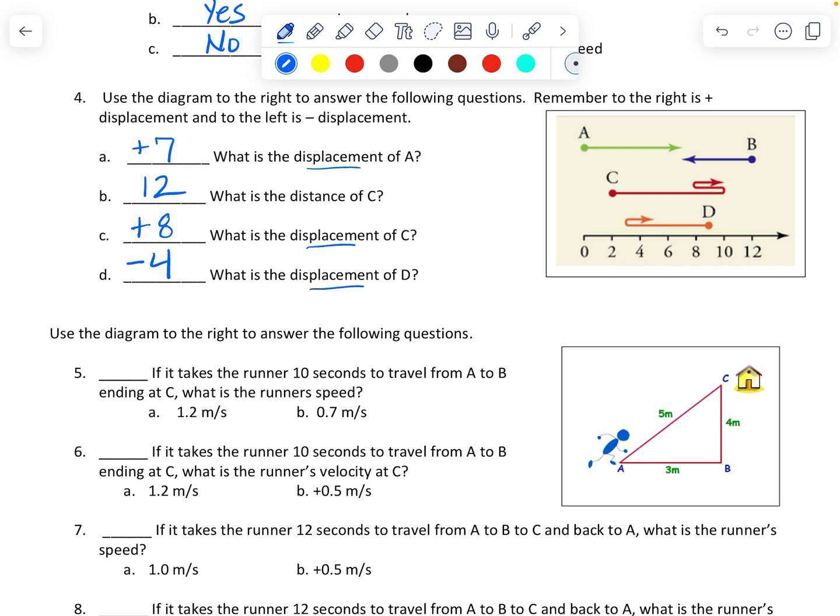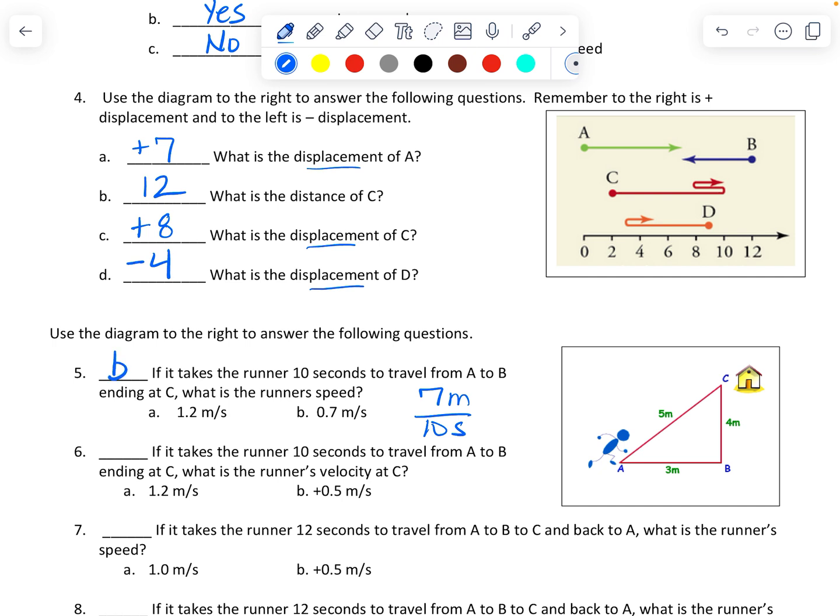The next one says use the diagram to the right to answer the following questions. If it takes a runner 10 seconds to travel from A to B and ending at C, what is the runner's speed? So they went 3 plus 4, so they went 7 meters in 10 seconds. So 7 divided by 10 is going to be 0.7 meters per second.